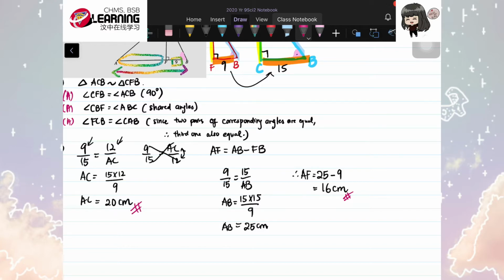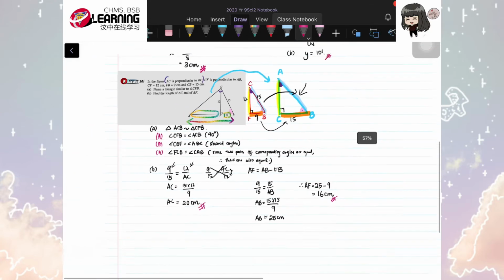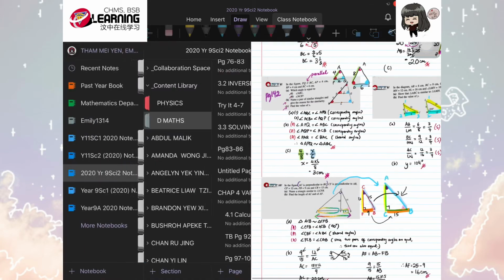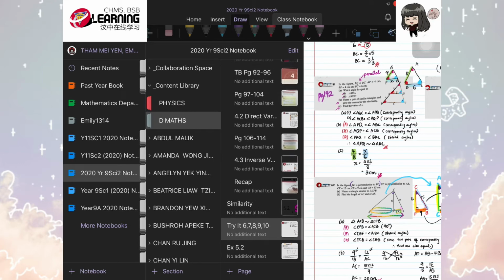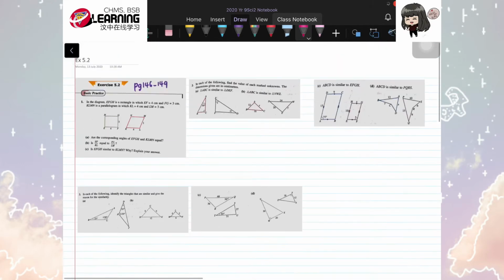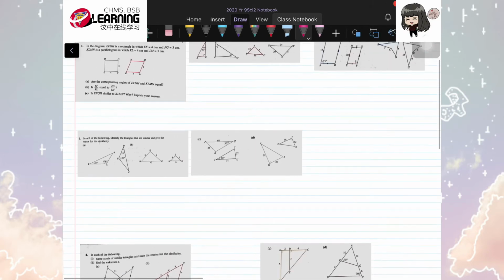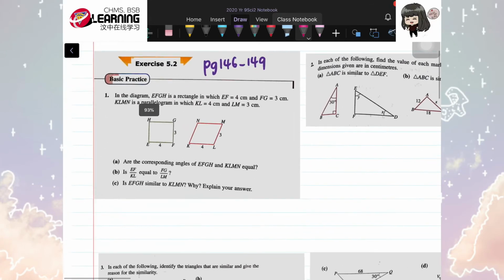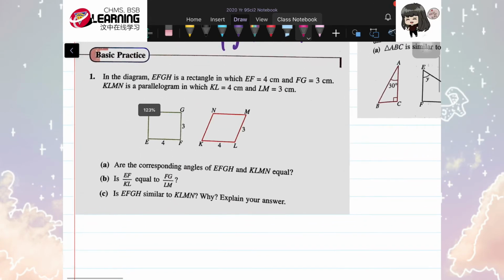So far okay? So we finished our try 10. Now let's go to exercise 5.2. Okay, question 1 until question 4. So question 1, EFGH is a rectangle, okay, it's already in the diagram. KLMN is a parallelogram. Are the corresponding angles of EFGH and KLMN equal?